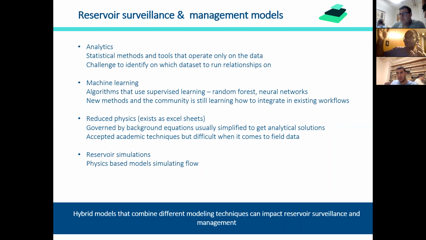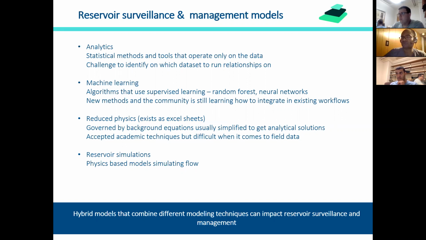Just playing based on data would be the analytics, where you're trying to establish a relationship. Machine learning, again, you're feeding an input and output, and then you feed in a new input to get a new output, which hopefully relates. And then reduced physics, where you have some simplified background equations and some analytical solutions of those equations, and you're trying to essentially predict based on that. And the last one, of course, is something we are familiar with, where you have reservoir simulation. So what hybrid models are, are models that kind of combine these different modeling techniques together.